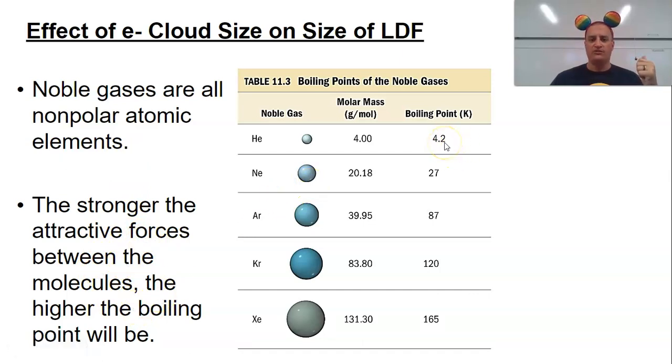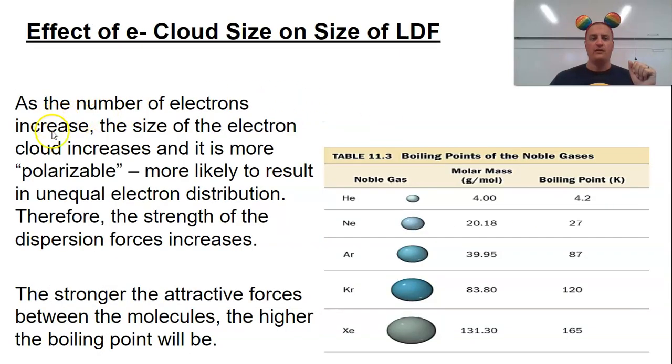So the idea is that it goes from very small to pretty darn high, even though it's still a gas at room temperature, because of the volume of this. More surface area for polarizability, we will be able to attract more electrons and therefore have partial charges. As the number of electrons increases, it's more polarizable, which leads to unequal electron distribution. There's more likelihood of it being on one side or the other because you have more electrons.